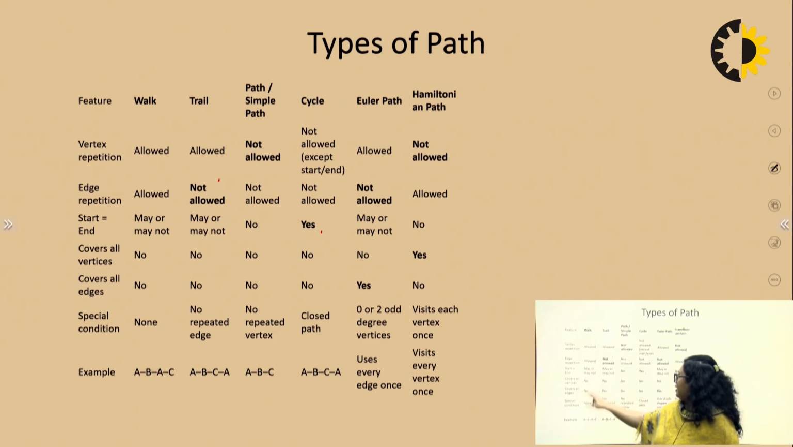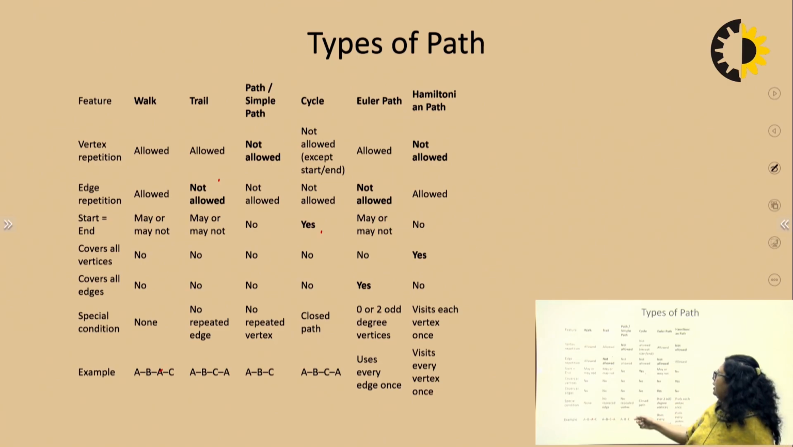So this is the example of walk: A to B, B to A, A to B and B to C. If we take the example of trail: A to B, B to C and C to A. If we take the example of path: A to B, B to C. If we take the example of cycle: A to B, B to C and C to A. In the example of Euler path, it uses every edge at least once, and the Hamiltonian path visits every vertex once.